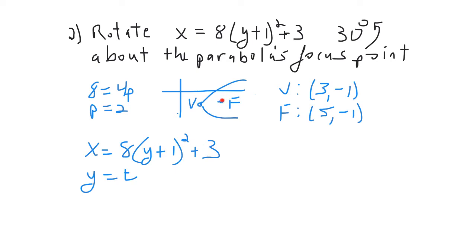We can also write our parametric equations for the parabola. But in order to rotate around a different point than the origin, we're going to translate our rotation point, the focus, to the origin, and then we're going to rotate around the origin. Here's what it looks like.